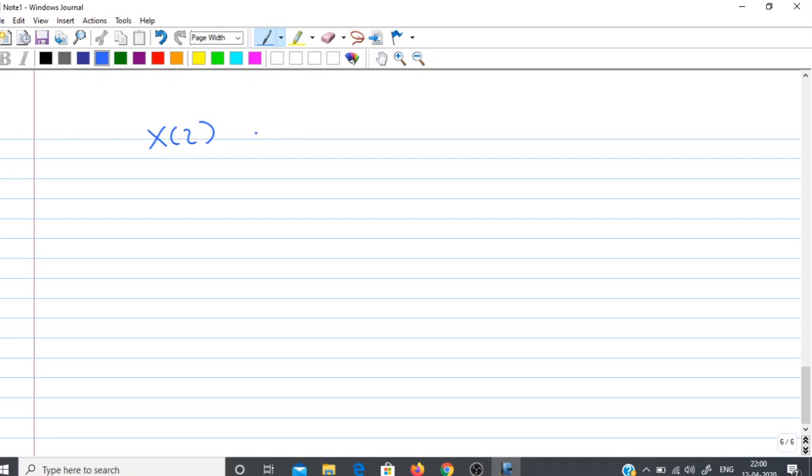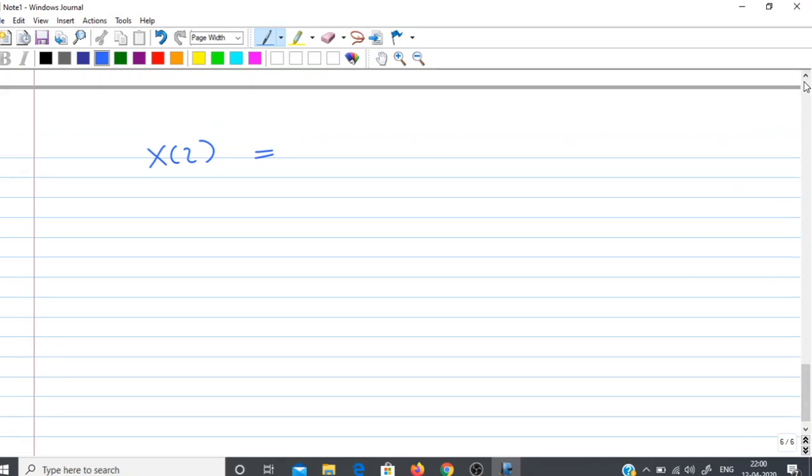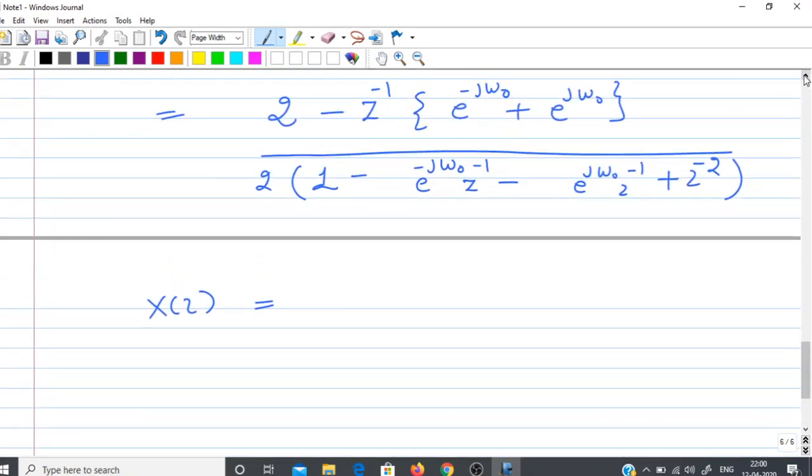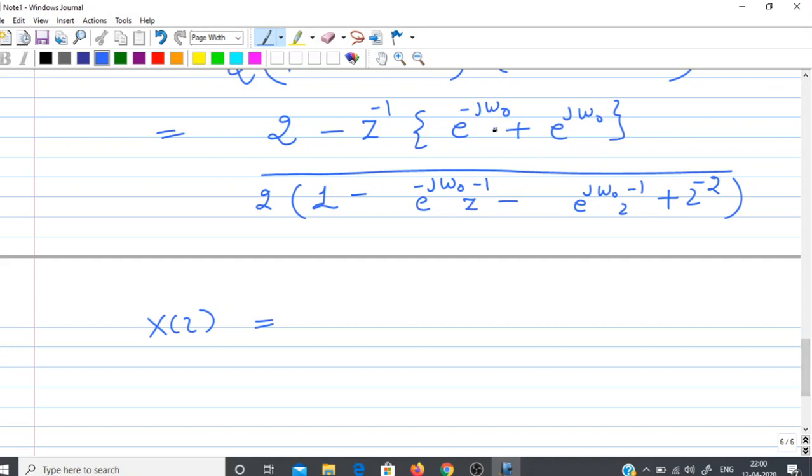Is equal to. Now, here again you can combine the terms in the numerator. Which terms can you combine? Here you can write this as what? 2 cos omega naught. So I write it 2 minus z inverse 2 times cos omega naught.